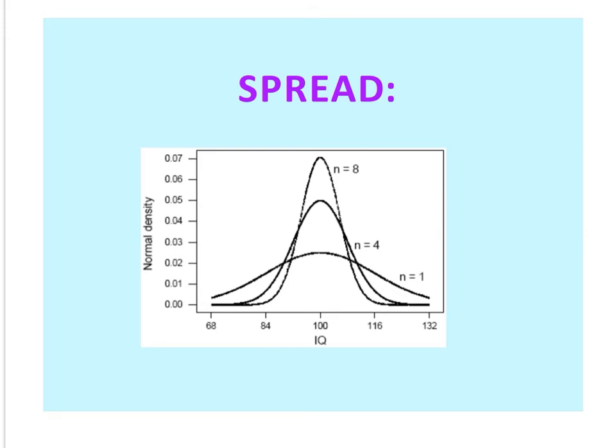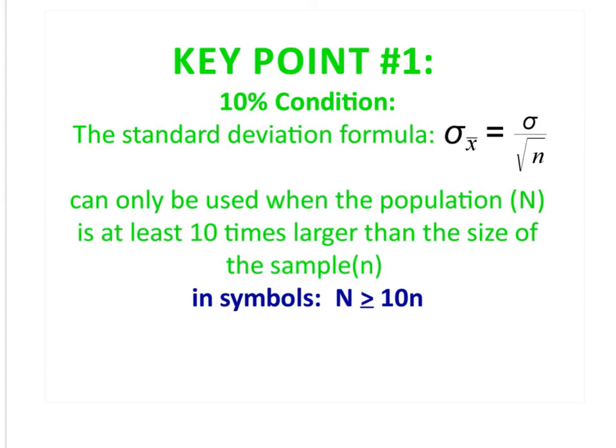For spread, we said it changes a little bit. The smaller my samples, the more spread my data. The bigger my samples, the more consolidated or centered my data is around the true mean. But we have a key point. Key point number 1, and actually the only key point for today, is this thing called the 10% condition.